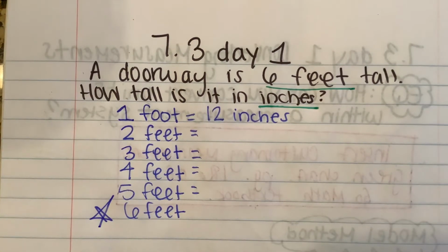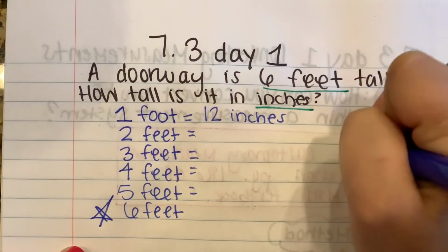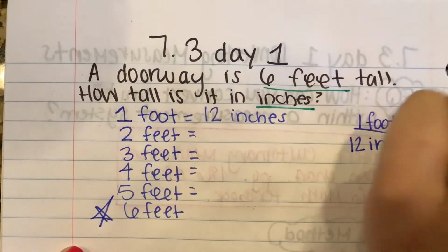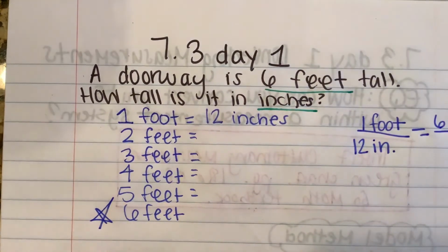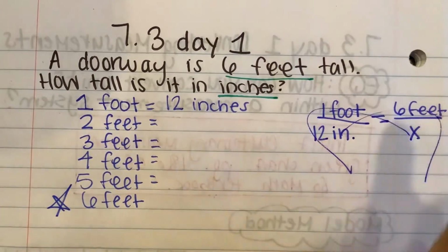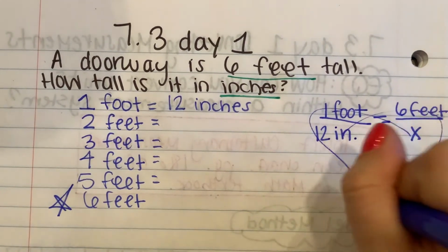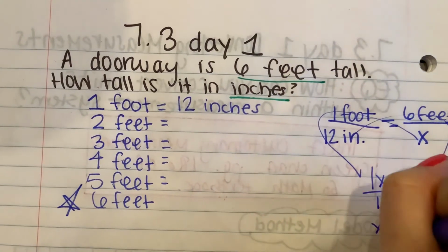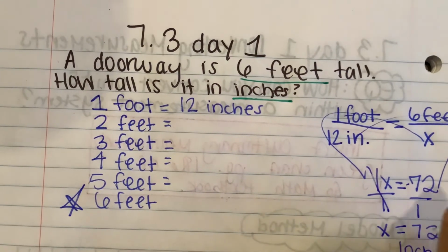If you prefer the proportion method, you can make that problem as well. For the proportion method, we could show 1 foot equals 12 inches. And on our other side of our proportion, 6 feet over our missing number x. And we could solve that proportion by cross multiplying. 1 times x is 1x. 12 times 6 is 72. Dividing to get x by itself. And we're left with 72 inches.